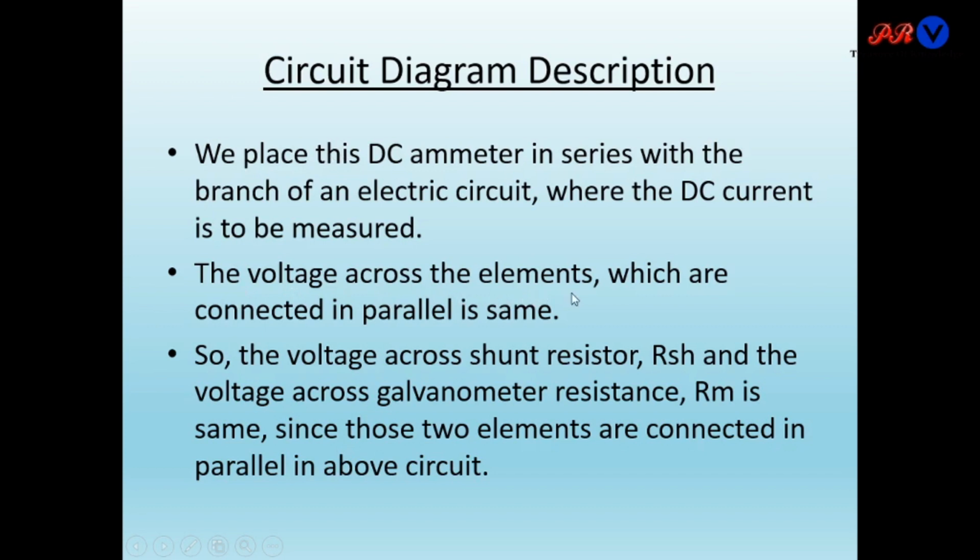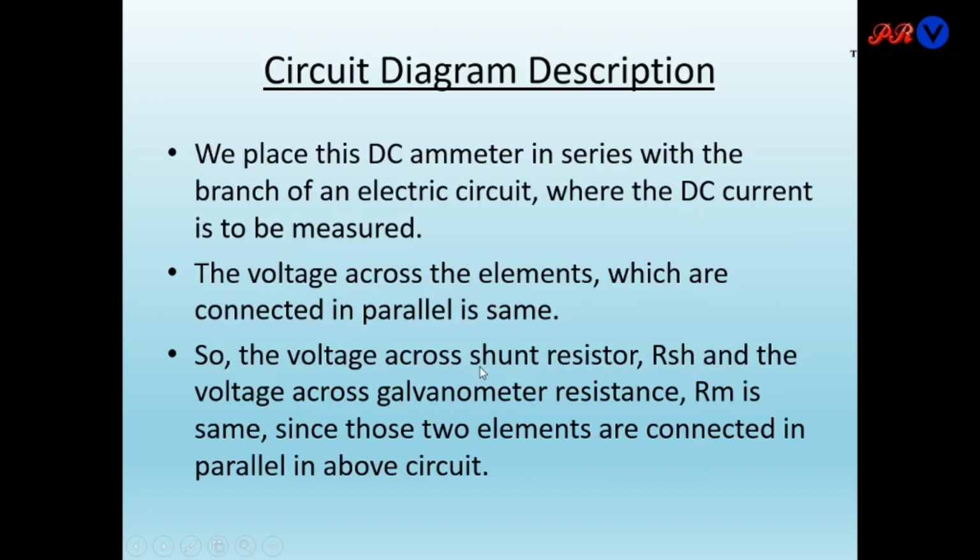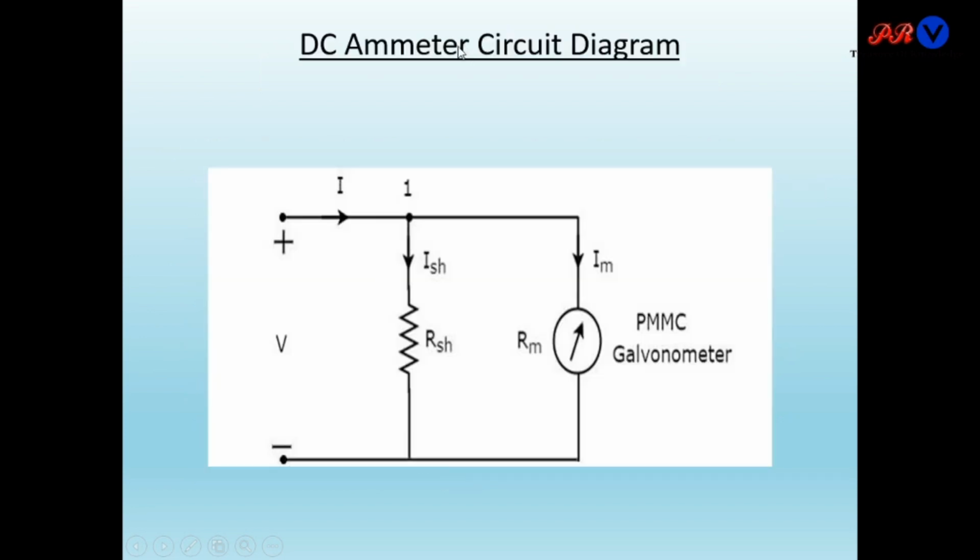The voltage across elements which are connected in parallel is the same. Means if we apply V volt here, then this V will be present across this RSH, and the same V will be present across this galvanometer. So the voltage across shunt resistor RSH and the voltage across galvanometer resistance Rm is the same, since those two elements are connected in parallel in the above circuit.